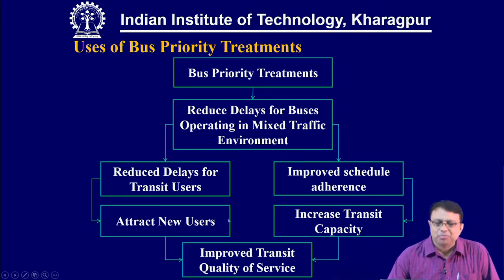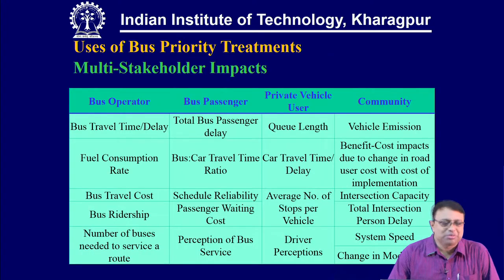So it benefits that. From the supply side, or the system side, if you see, it helps to improve schedule adherence, because the uncertainty gets reduced, the delay gets reduced. So better schedule adherence means also the increase of the transit capacity, and altogether it helps us to improve the transit quality of service. So end of the day, that's the objective: how we improve the transit quality of service and make the service more acceptable to different segments of road users.